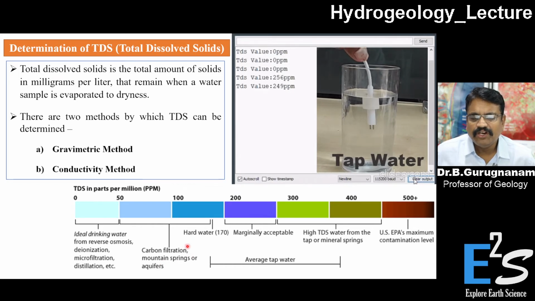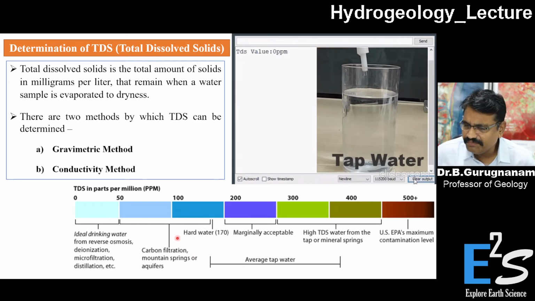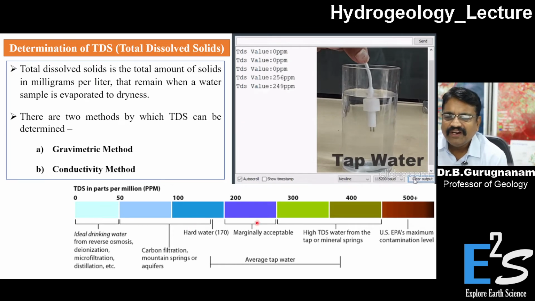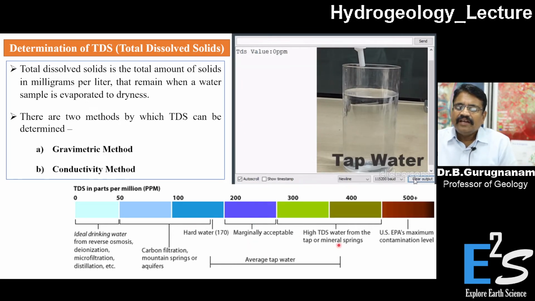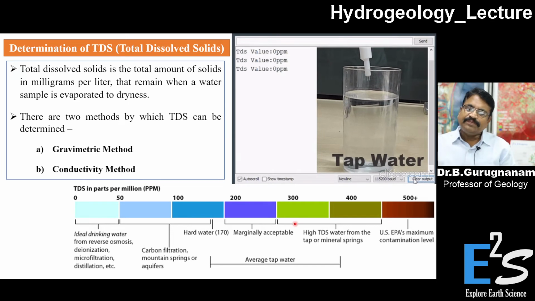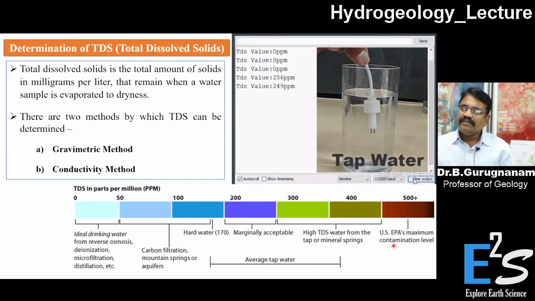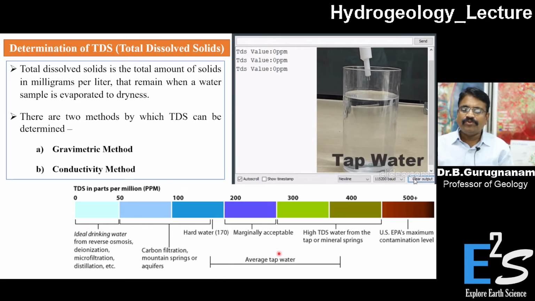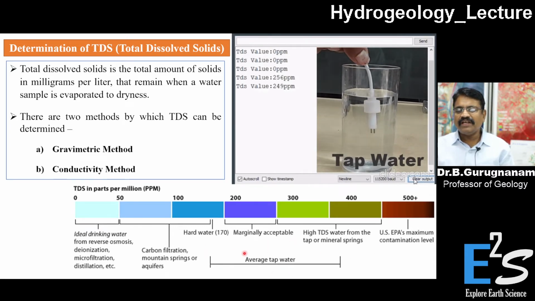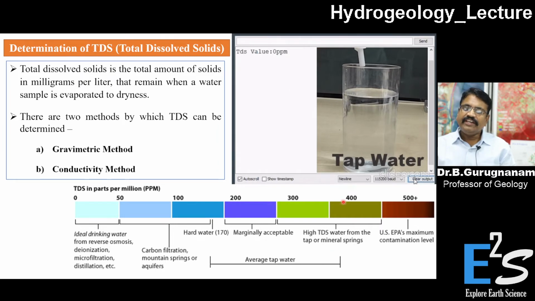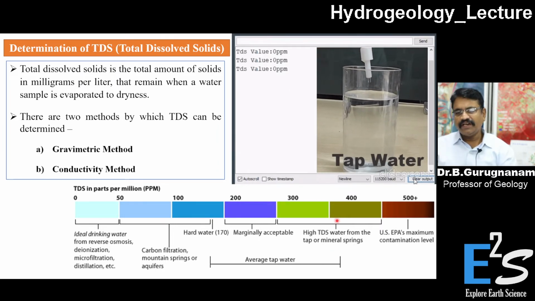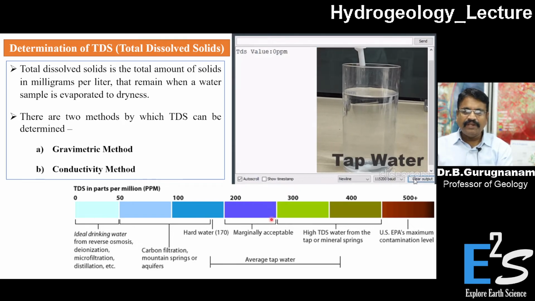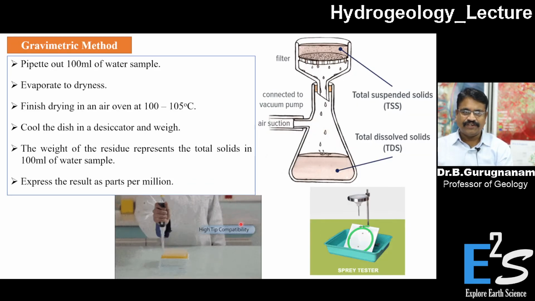Mountain spring water will have this one. People used to say it is a little hard up to 170, and 200 is marginally accepted, and high TDS from the tap and mineral springs is between 300 and 400. The US EPA maximum contamination level they have kept up to this. So normally when we get tap water, it will be between 170 and almost 320 to 330, right? So this is the acceptable limit with respect to WHO and BIS standards.